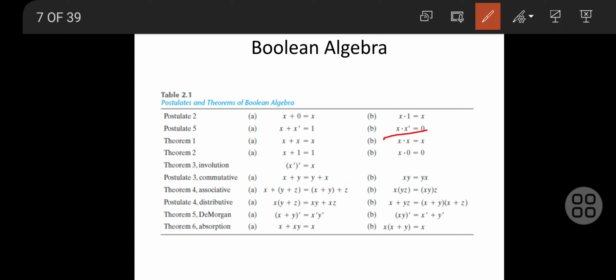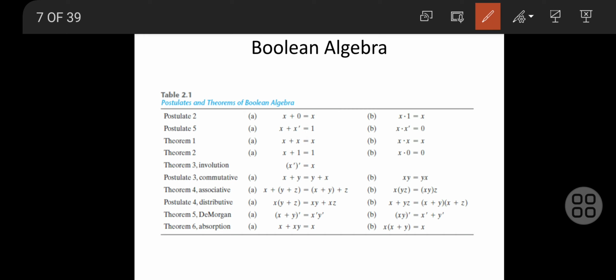If you multiply a variable, or the input of an AND gate, with its complement, it will end up with 0. Suppose x is 0, dot its complement 1. So 0 dot 1, 0 multiplied with 1, 0 AND 1, will be equal to 0, right?